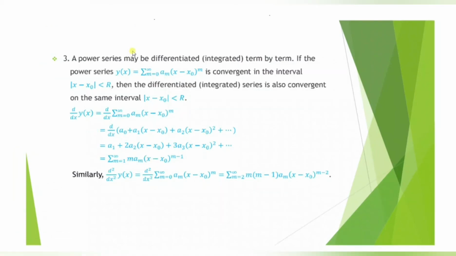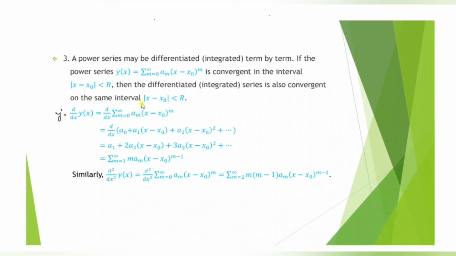We can differentiate or integrate a power series term by term. If y equal to summation m equal to 0 to infinity am x minus x0 to the power m has positive radius of convergence, so that its interval of convergence is absolute value of x minus x0 less than r. Then y prime, which is derivative of y with respect to x, is equal to derivative of summation m equal to 0 to infinity am x minus x0 to the power m.